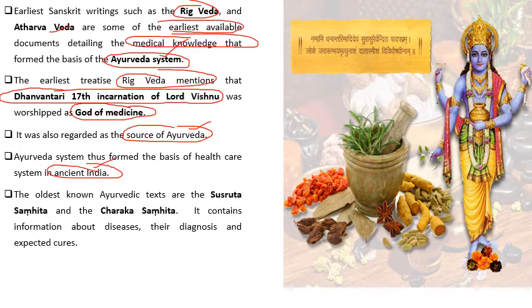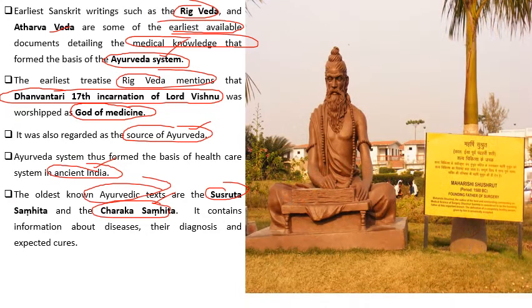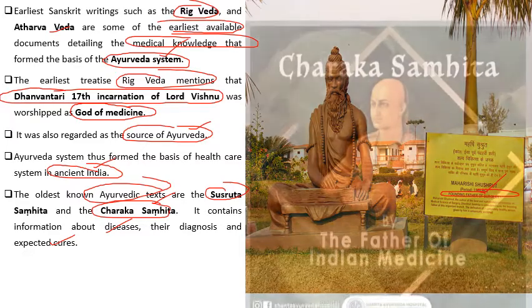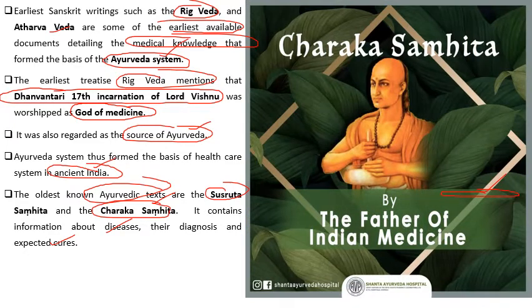The oldest Ayurvedic texts are Sushruta Samhita and Charak Samhita. So these are the oldest texts which contain information of medicinal plants. It contains information about disease, their diagnosis, and expected cures. So Sushruta, commonly known as founding father of surgery. Then we have Charak Samhita, the father of Indian medicine.